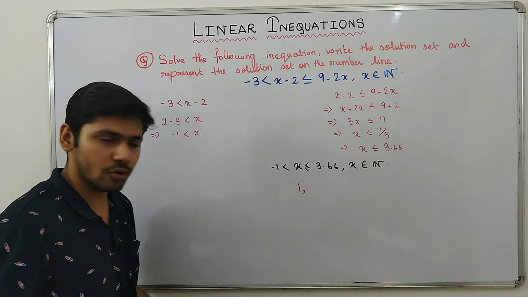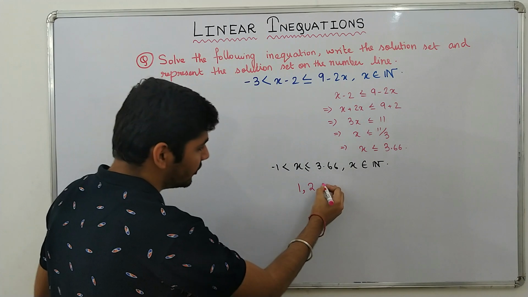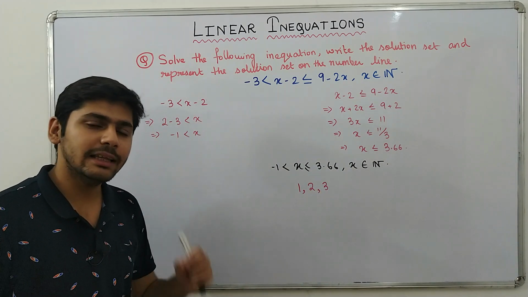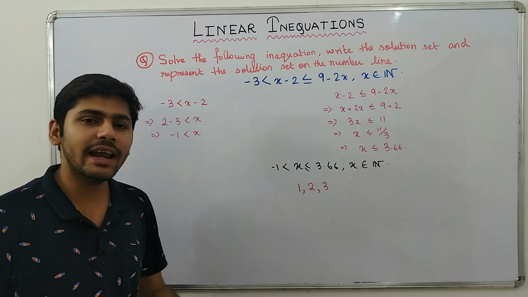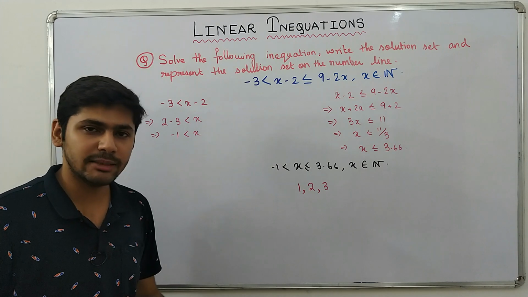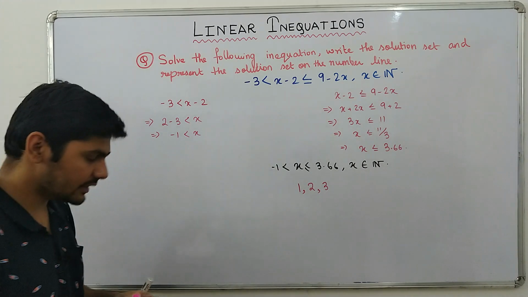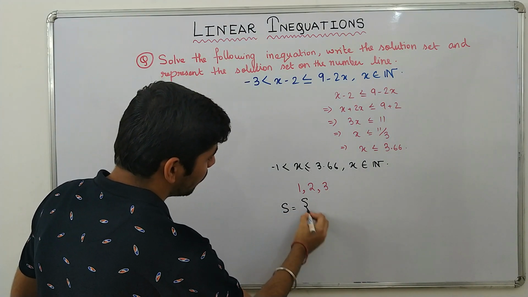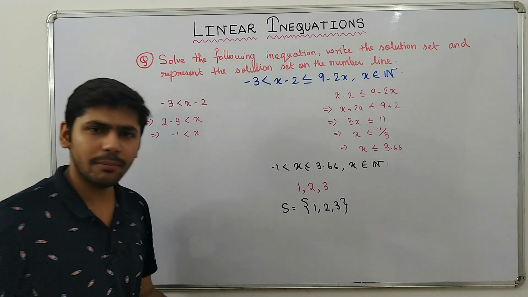Then the next one is 2. 2 is also satisfied. Then we have 3. And 3 is also satisfied. But 4 is not satisfied because the maximum value of x can be 3.66. And when x belongs to natural number, the maximum value will be 3. So we will get the solution set, and the solution set will be S is equal to {1, 2, 3}. Very, very simple.